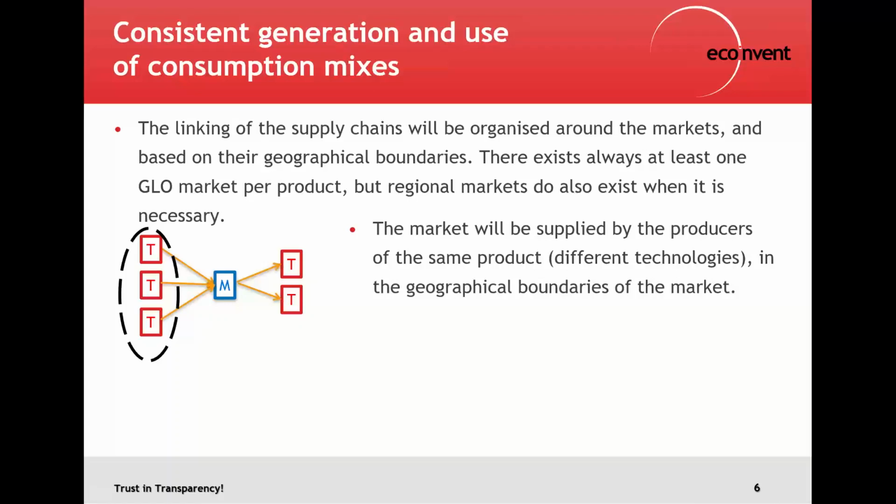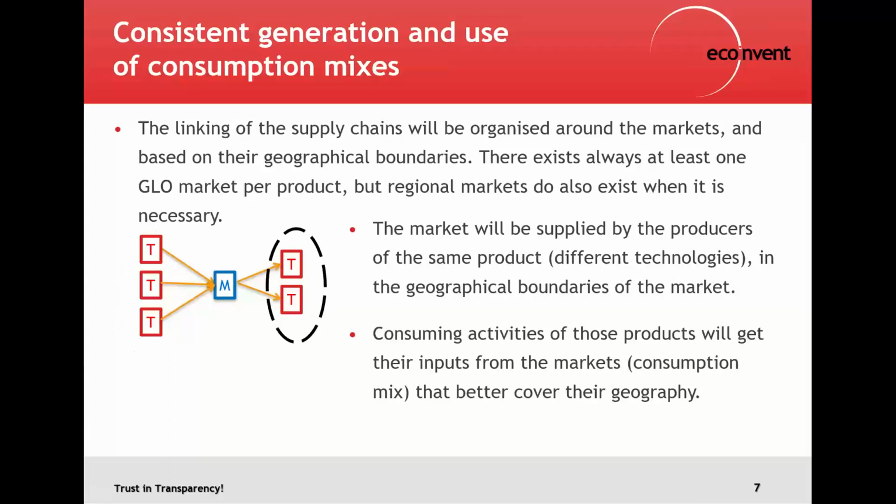So the markets will be supplied by producers of that same product. So they're representing different technologies, for example. And those producers are within this geographical boundary that the market has set. And similarly, the activities consuming this product delivered by the market will be in the same geographical coverage that the market is setting.